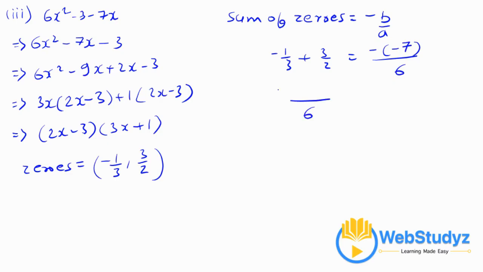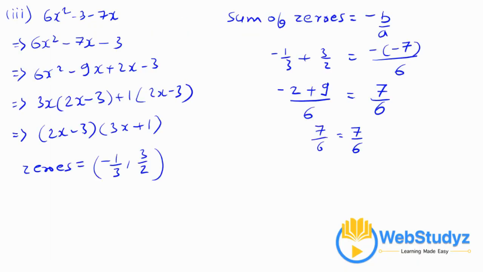This will be minus 2 plus this will be 9. So this will be equal to 7 by 6. So this will give us the value as 7 by 6 is equal to 7 by 6.